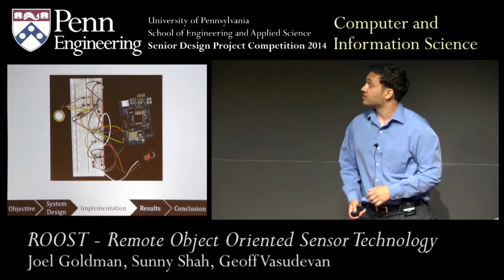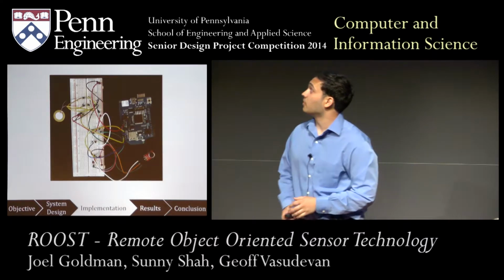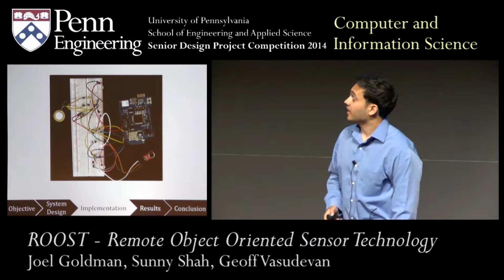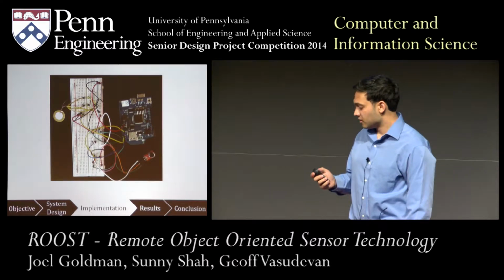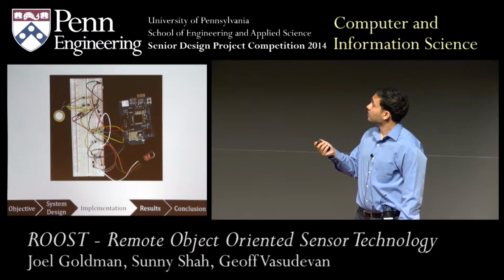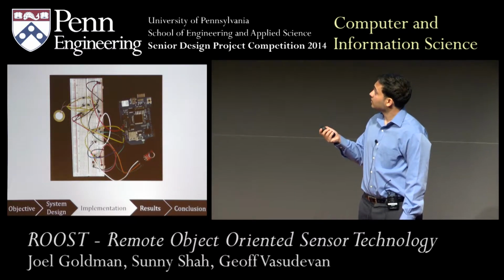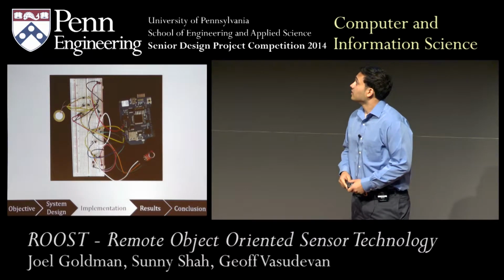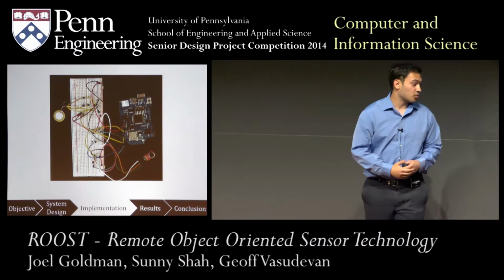So here we have the device itself. The device is made up of an Arduino Uno, an Arduino Wi-Fi shield, and then a set of 4 sensors, including the electret microphone, the piezo vibration sensor, the light photocell, and we have a temperature sensor as well. We're actually going to show you a demo of how it works as well.